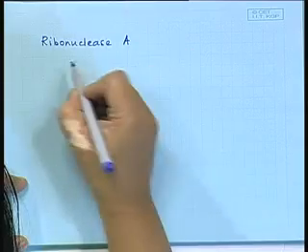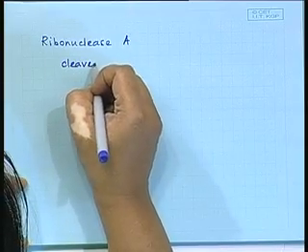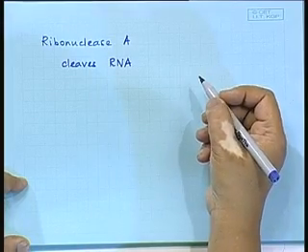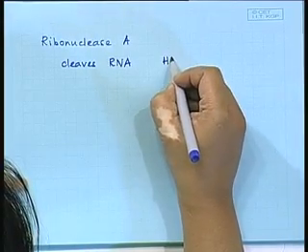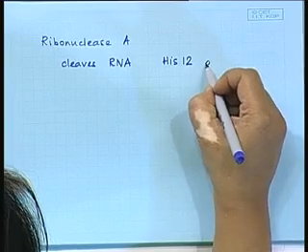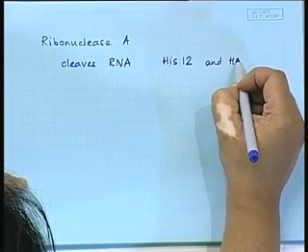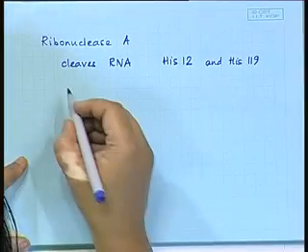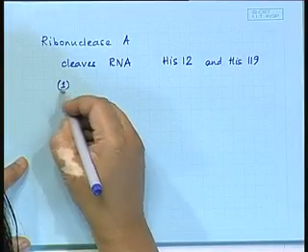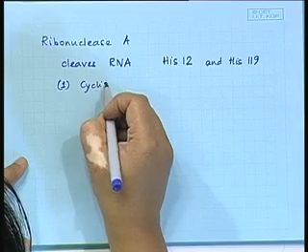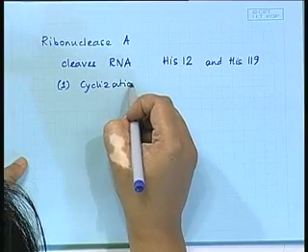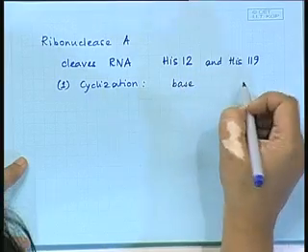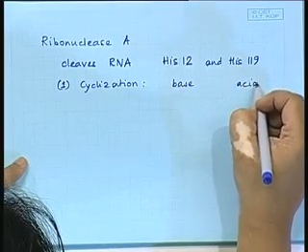Ribonuclease A, which cleaves RNA. The two residues that are important in this case are histidine 12 and histidine 119. We have two steps. The first step is a cyclization step. In the cyclization step, histidine 12 acts as the base and histidine 119 acts as the acid.